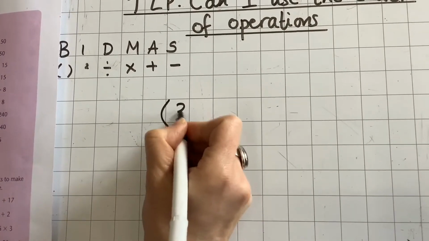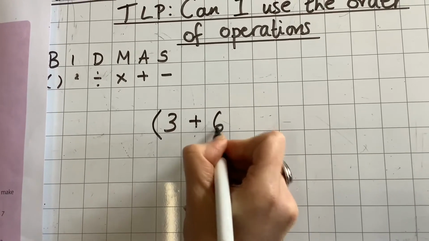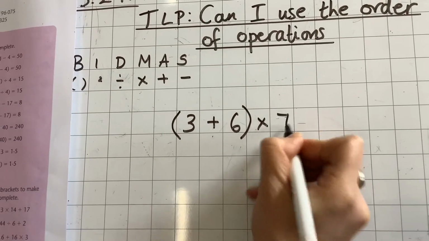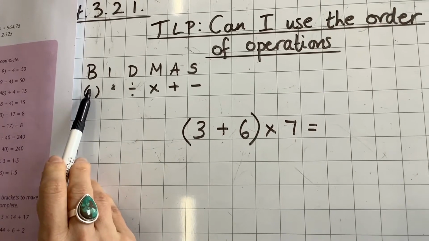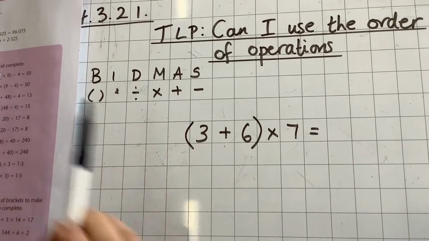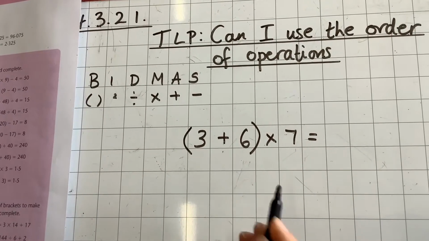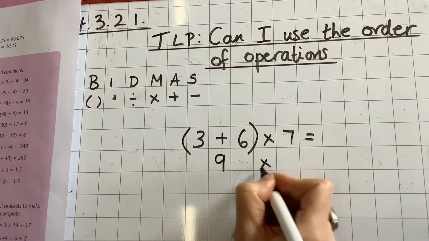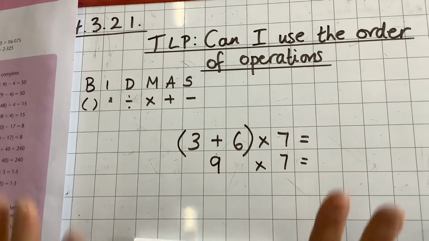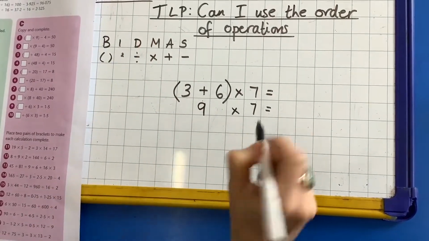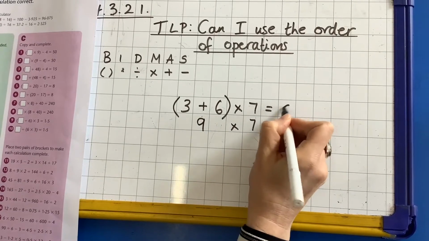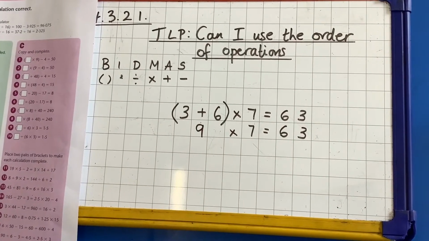So 3 plus 6, times 7. What have I got to do first? I've always got to work out what is in the brackets first. So 3 plus 6 is 9, times 7. 9 times 7, I can do my 9s trick: 1, 2, 3, 4, 5, 6, 7, 63. So my final answer is 63.